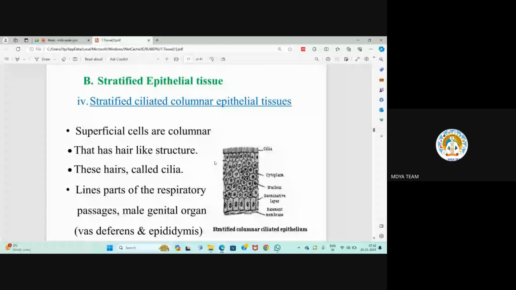Now, stratified ciliated columnar epithelial tissue. Here, superficial cells are columnar, and those cells have a hair-like structure. You can see in this picture, the inner layers are haphazard and varying in shape and size, but the outermost layer, the top layer, is columnar and has cilia.